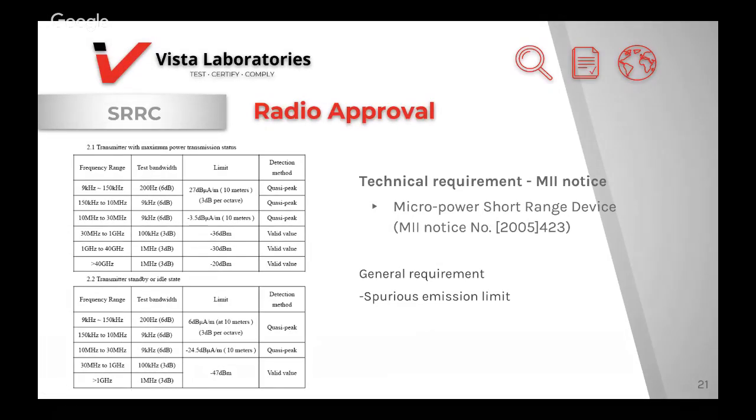Here we see the general requirement for the spurious emission limit. So it's important to classify and identify which notices apply to your device, as the requirements are different than FCC and CE. So just because you have FCC and CE does not guarantee that you will obtain SRRC. As you can see, the requirements aren't too complicated for short-range devices, but it does become much more complicated for 2G, 3G, 4G devices.